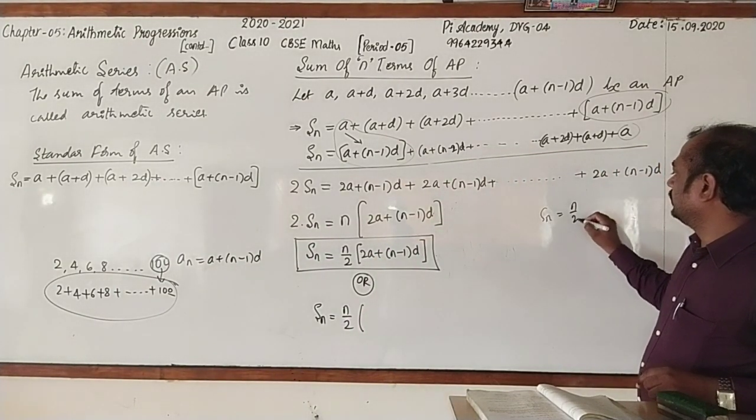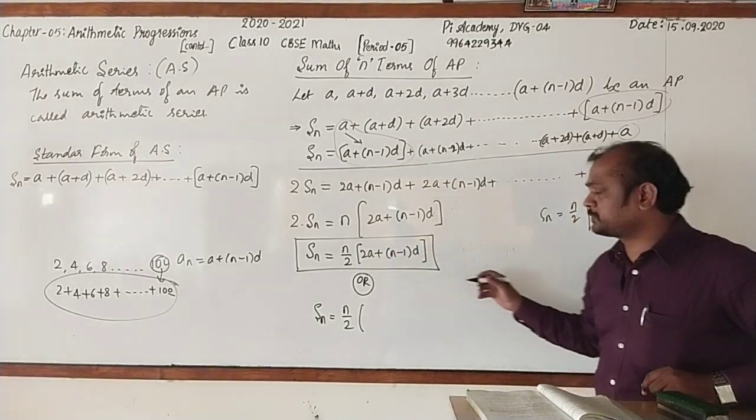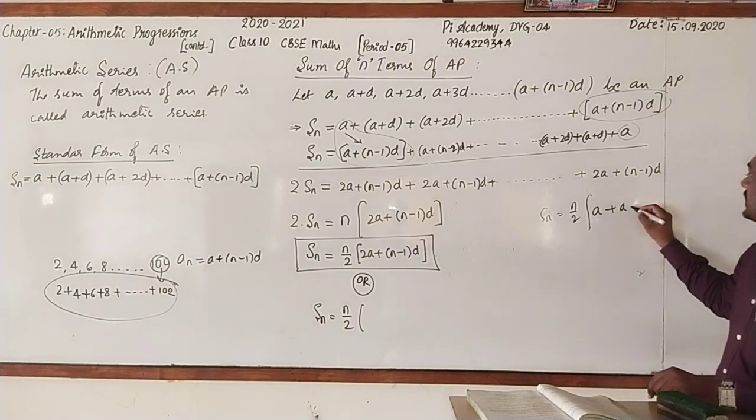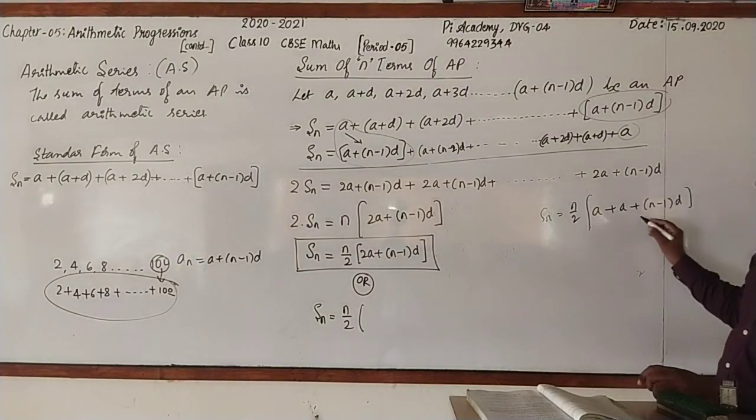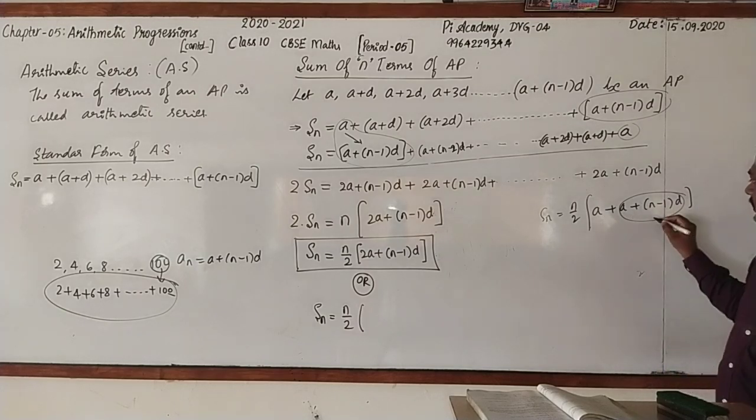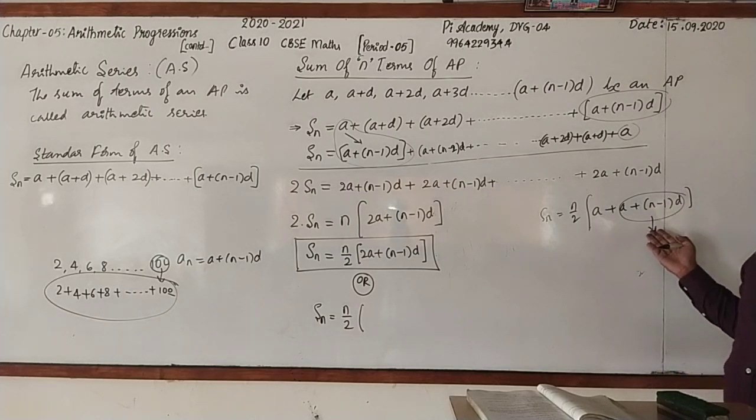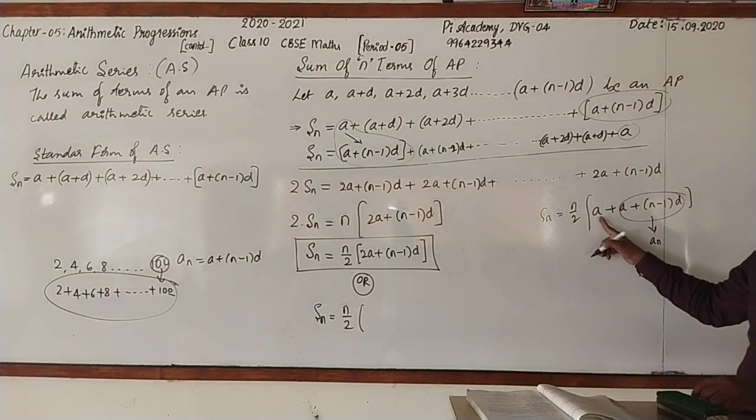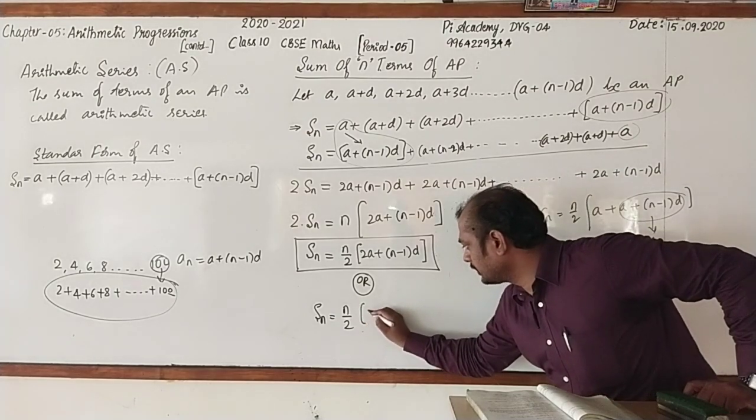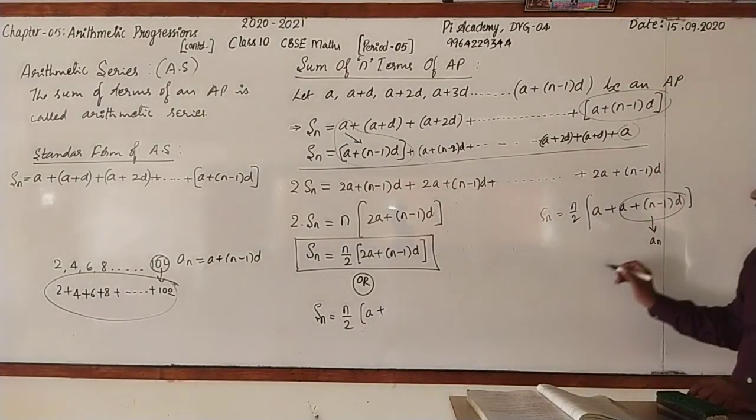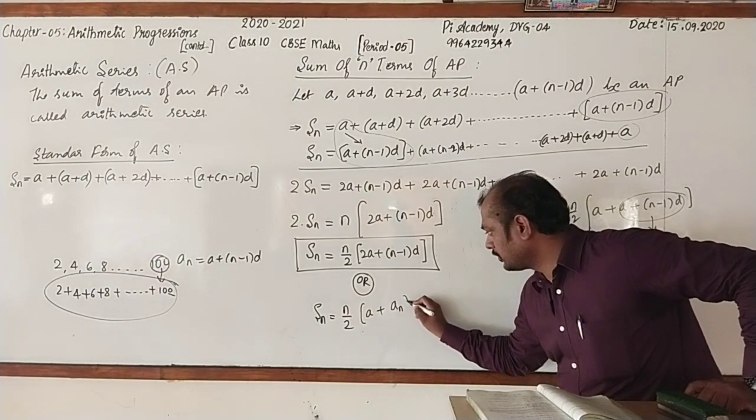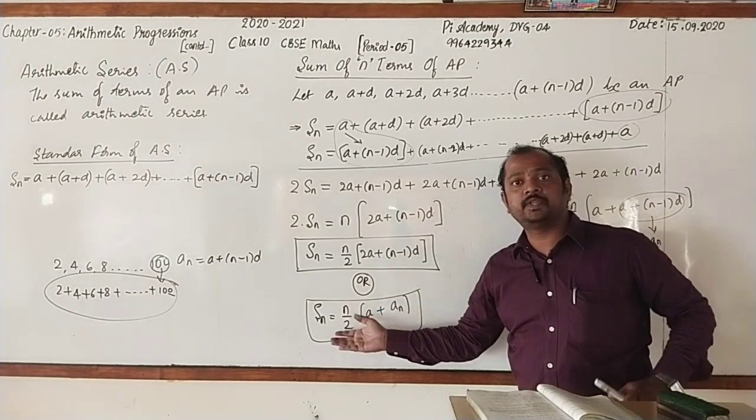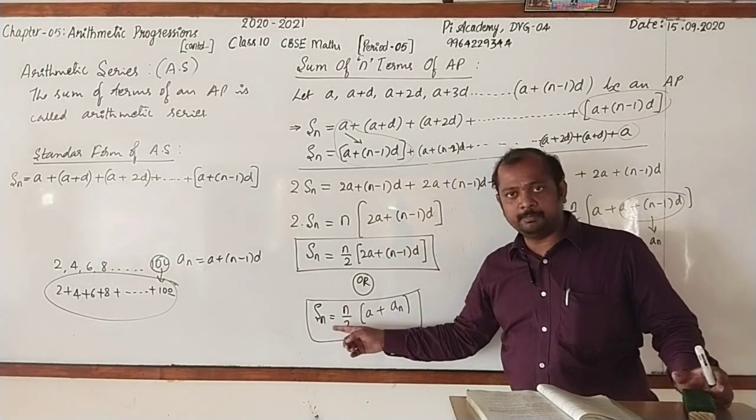Sn equal to n by 2 into, here 2a is there, I am going to split it up, a plus a remaining, plus of n minus 1 into d. What is a plus of n minus 1 into d? This is an, nth term, right? So we can write Sn equal to n by 2 into a plus, it is an. Followed?